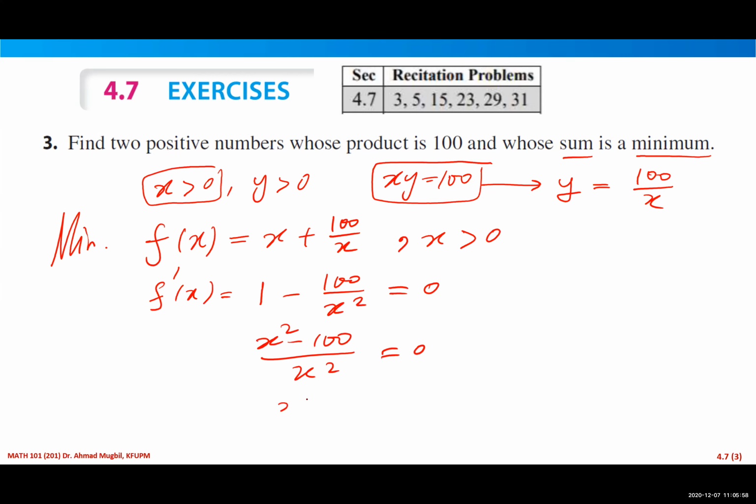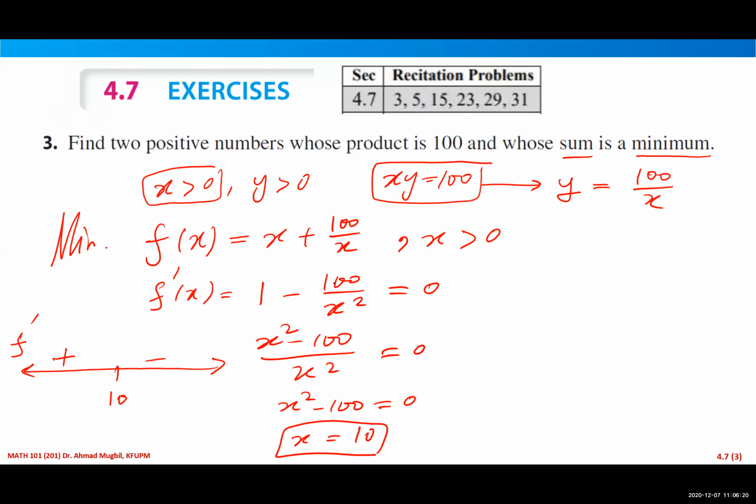Now, this means that x squared minus 100 is 0. This means that x is 10, because it will be the square root of 100. So x is 10, and it is positive. Of course, we cannot reject it. And if you want to check, you can do a check on the sign, but for sure it will be here, because you are looking for minimum. It will be positive here and negative here, and you can check that.